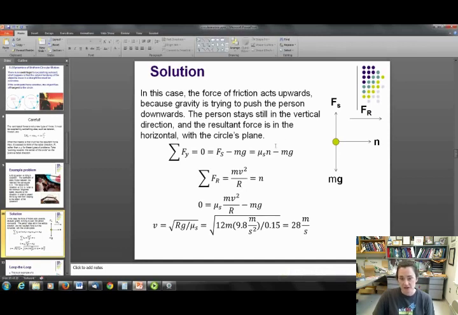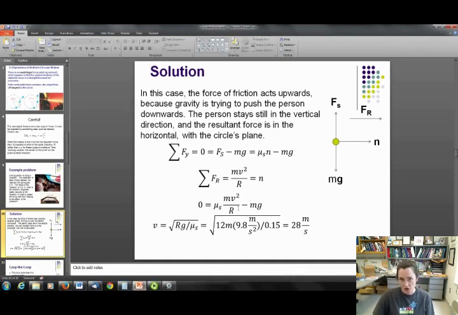And then we plug in for that in our top equation. The top equation says the sum of the forces in y, which is equal to 0, is equal to mu sub s times my normal force. I'm going to plug in for my normal force, mv squared over r, and then subtract off mg. So now I have an expression, and I can solve for my speed, which is what I really want. And I'm going to take this mg over to the other side of the equation.